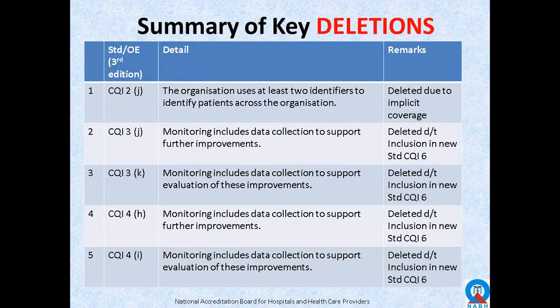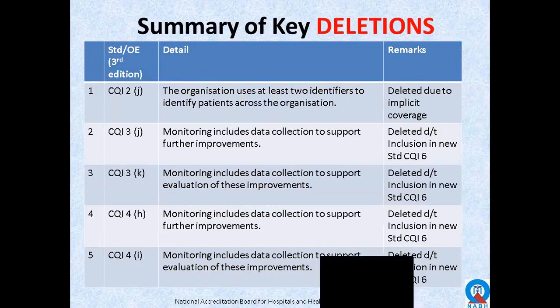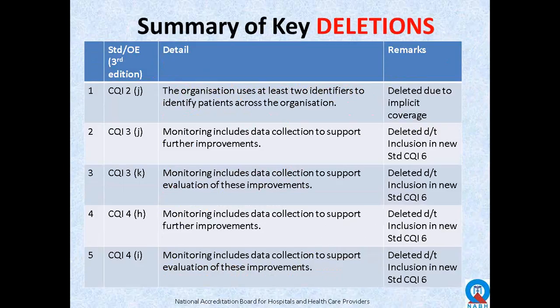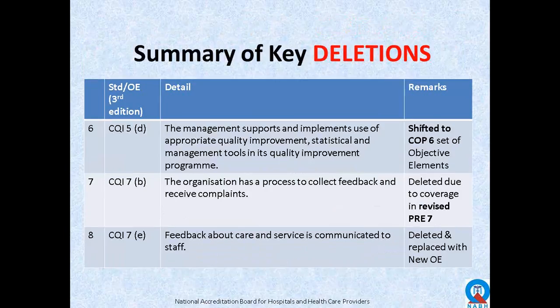The other thing which has been deleted is CQI 3J, monitoring includes data collection for support for further improvements. This has been deleted and put in a different format in the validation. Because these two are always pain points, CQI 3J and K, 4H and I, they have been deleted and put in a different format, which is easier to adhere to and also to audit.